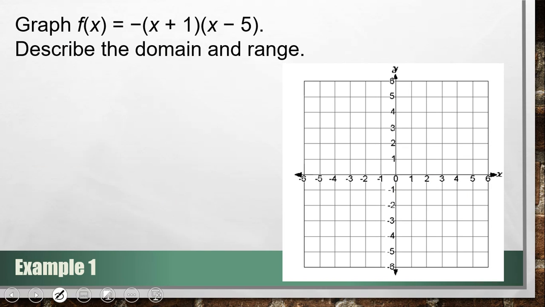We've got graph f of x equals negative, and then in parentheses, x plus 1 times x minus 5. We want to start by identifying our x-intercepts. We know they're going to come from these points right here, but it's going to be the opposite signs. So our first x-intercept is negative 1, 0, and our second x-intercept is at positive 5, 0. Let's go ahead and plot those points.